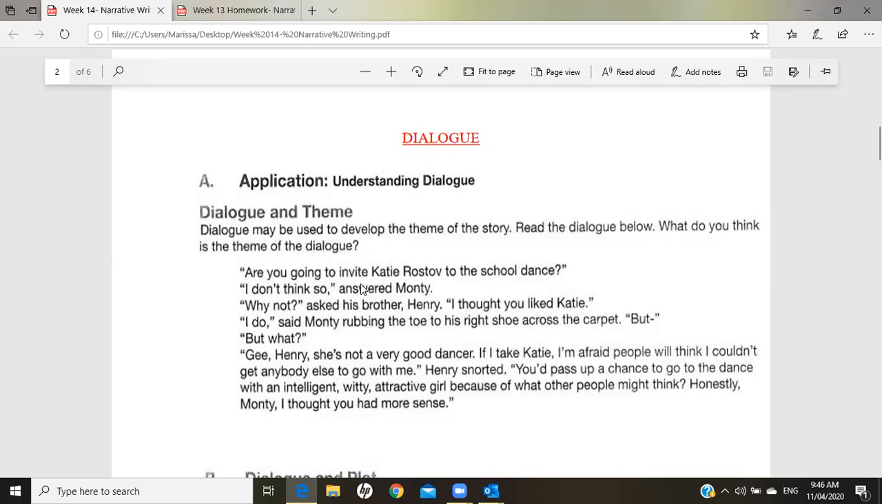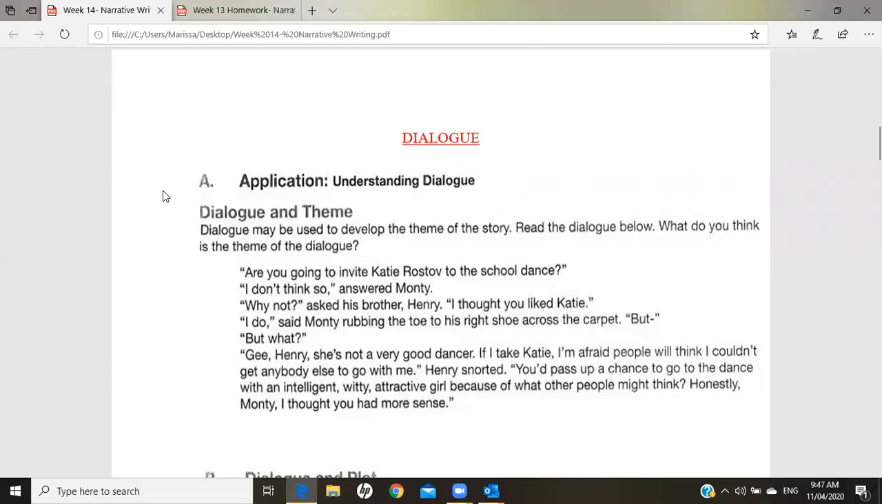So it says, are you going to invite Katie Rostov to the school dance? I don't think so, answered Monty. Why not, asked his brother Henry. I thought you liked Katie. I do, said Monty, rubbing the toe of his right shoe across the carpet. But what? Gee, Henry, she's not a very good dancer. If I take Katie, I'm afraid people will think I couldn't get anybody else to go with me. Henry snorted. You'd pass up a chance to go to the dance with an intelligent, witty, attractive girl because of what other people might think. Honestly, Monty, I thought you had more sense.